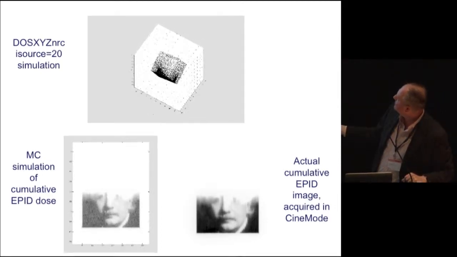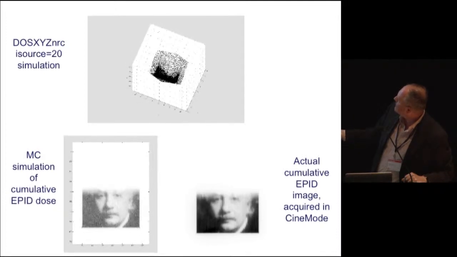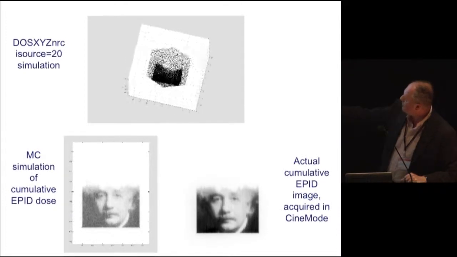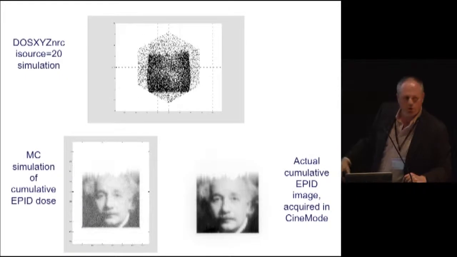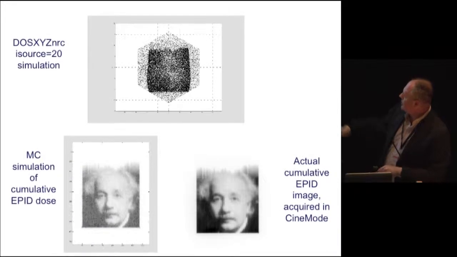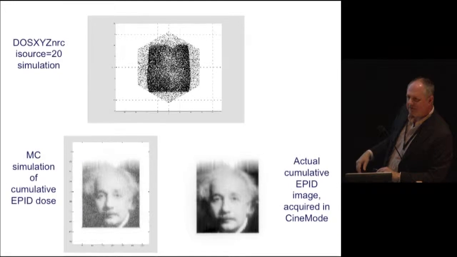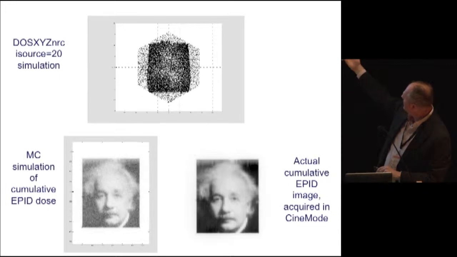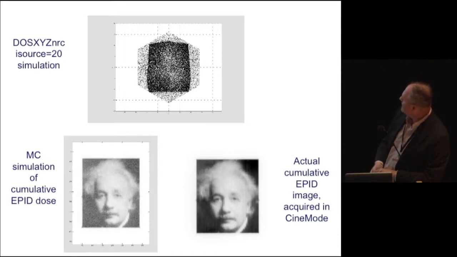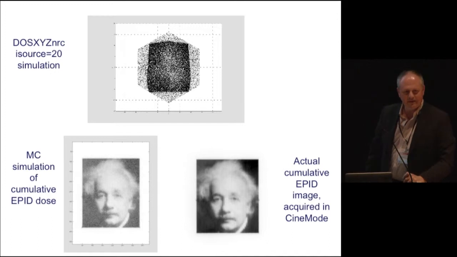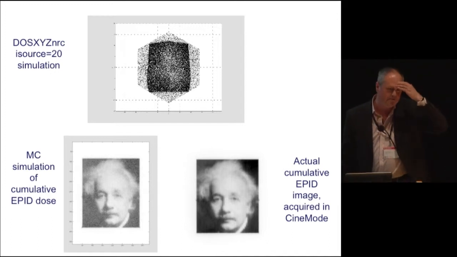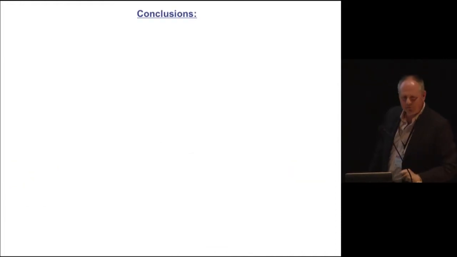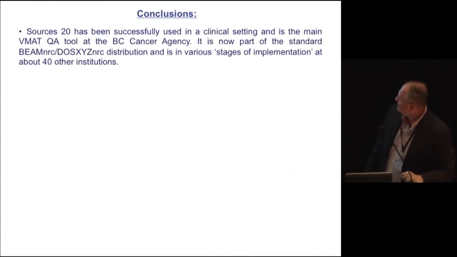But then I take this phase space and slam it into the EPID, the phase space is at the top, and I'm doing it control point by control point. We have the Monte Carlo simulation of the cumulative EPID dose, and here we have the actual EPID image acquired in cine mode. And of course, Monte Carlo is noisier because I really did this control point by control point, so every 5 MU, so I just use a few million particles for each.